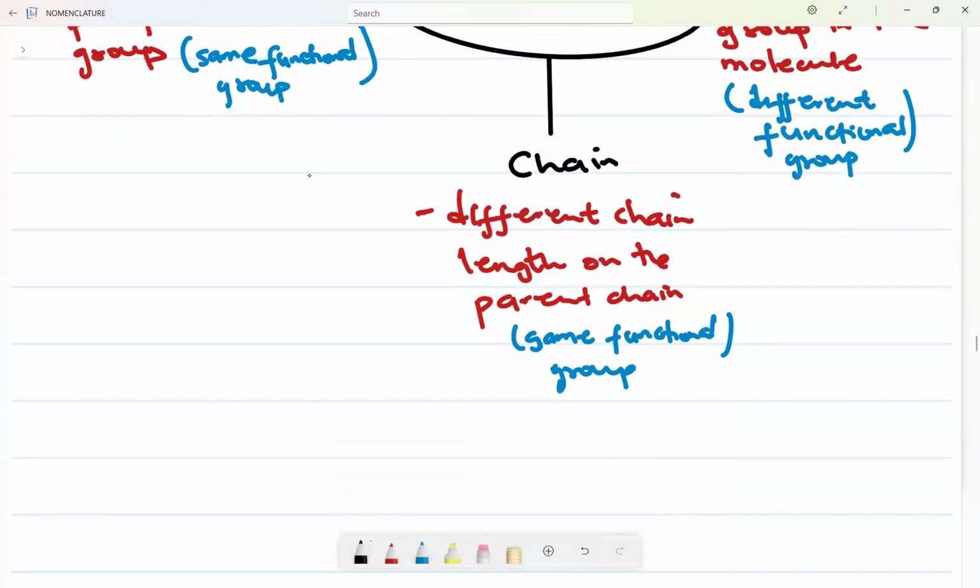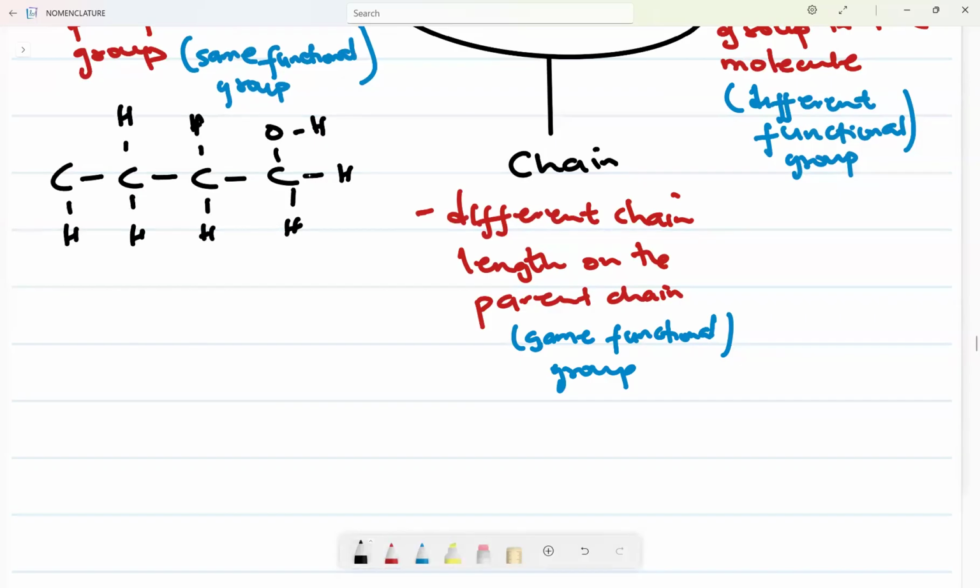Let me make an example with an alcohol. Can you see the name here? When I start counting from here, 1, 2, 3, 4, this one is going to be butane. On position number 1, I have an alcohol. So it's going to be a positional isomer of what? Of butan-2-ol.